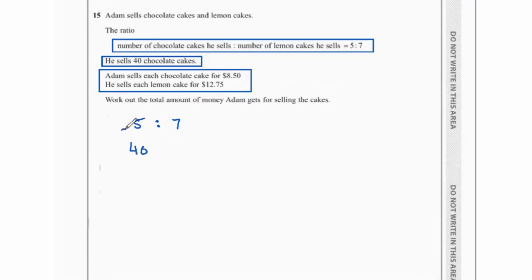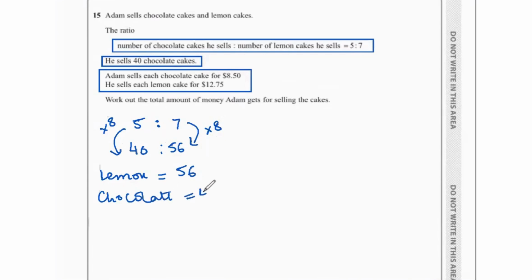We can turn 5 into 40 by multiplying it by 8, which means to get the lemon cakes based on this ratio, we also multiply 7 by 8, and that gives us 56. So lemon cakes are 56. Chocolate is 40.